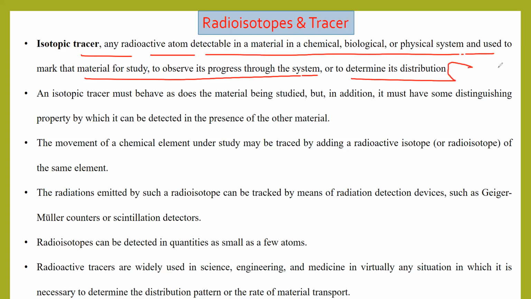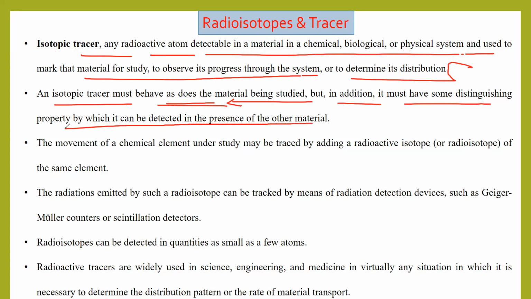So tracer means we have to trace. If you want to trace something, we will go for the tracer technique. Okay. And in the tracer technique, if we are using radioisotopes, it becomes a radioisotope tracer. An isotope tracer must behave as does the material being studied. Okay, so the isotopic tracer should be like the material we are studying, so that it can be detected. In addition, it must have some distinguishing property by which it can be detected in the presence of other material. So it should also have some distinguishable property.